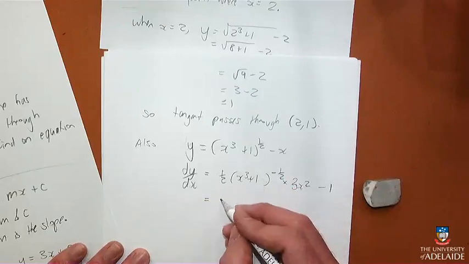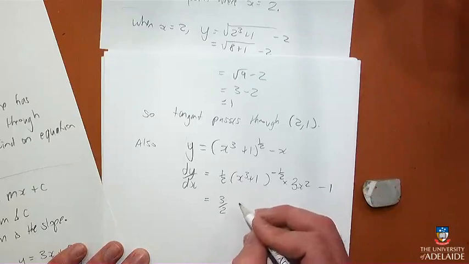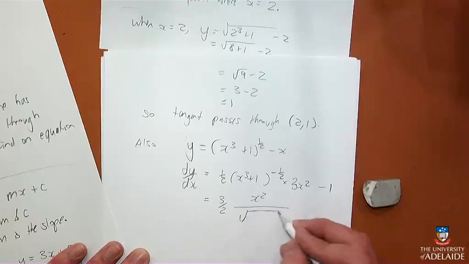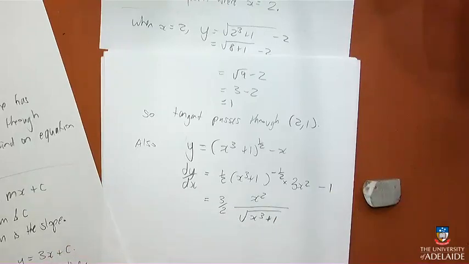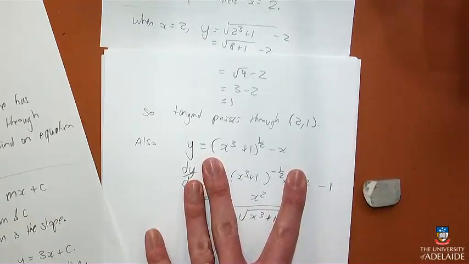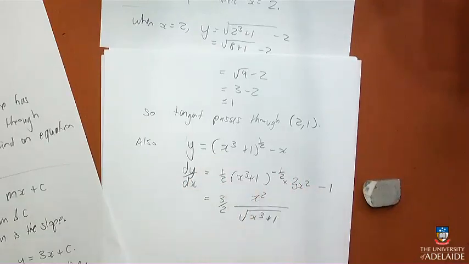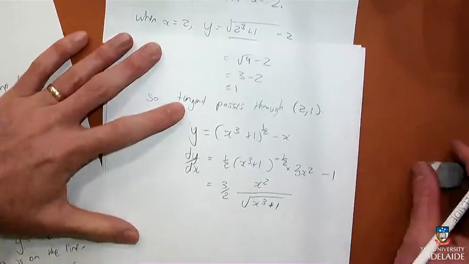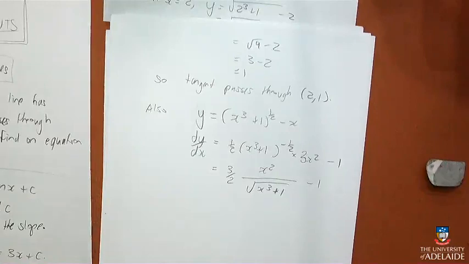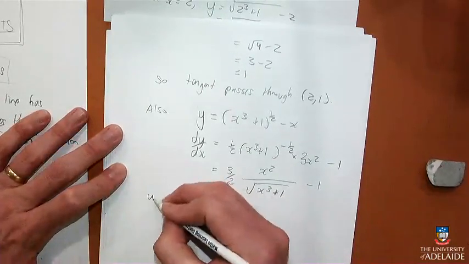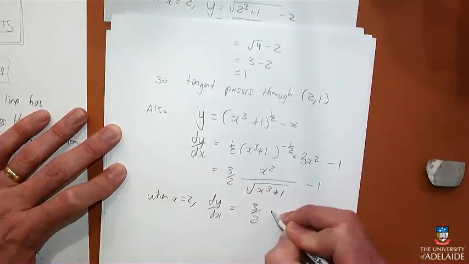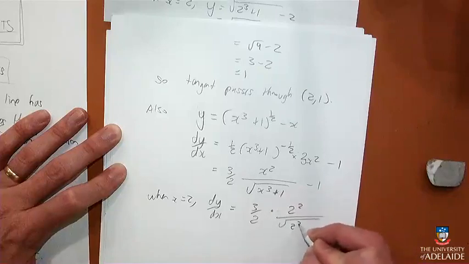The three halves can be a 3 over 2. The x squared, that minus means it's actually on the bottom, and it'll be the square root of x cubed plus 1. And when I say on the bottom, I mean really this thing all by itself is 1 over (x cubed plus 1) to the half. But when I do 1 over that times x squared, well, the x squared will end up on the top. So I've sort of skipped a lot of the working there. Minus 1. Okay, so at the point where x equals 2, I can figure out what dy on dx is. So when x equals 2, dy on dx is 3 on 2 times 2 squared on the square root of 2 cubed plus 1, minus 1.